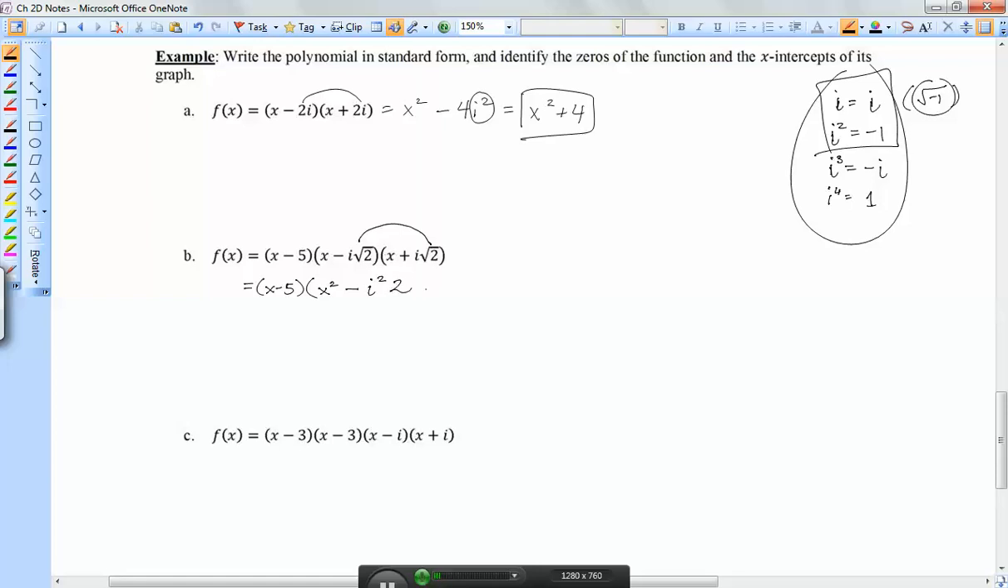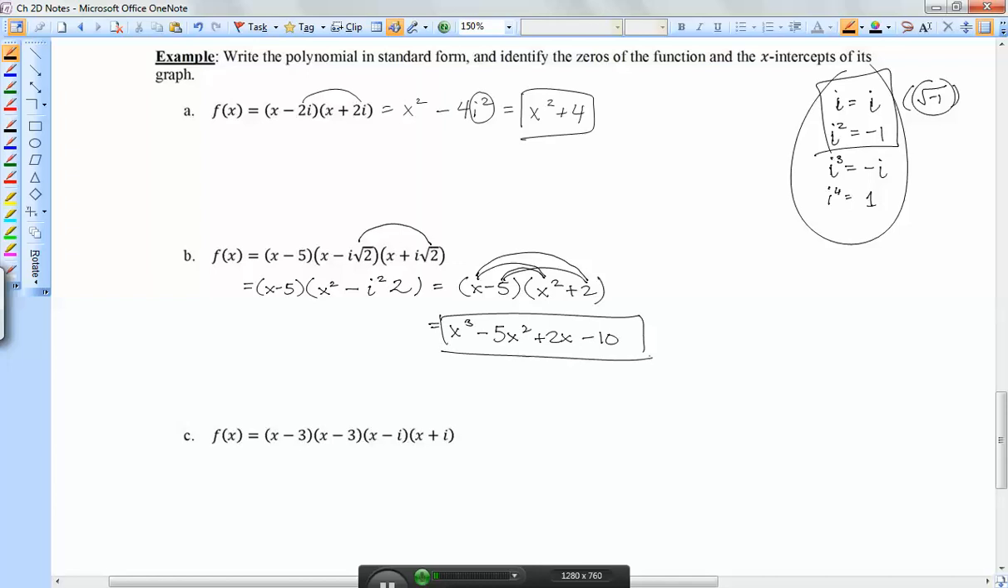So then that's going to turn into x minus 5, we'll simplify, x minus 5, and then x squared plus 2. So now we can multiply this out. If I multiply the first terms, I get x cubed. If I multiply the inner terms, I'll get minus 5x squared. If I multiply the outer terms, I'll get plus 2. By the last terms, I'll get minus 10. So there's that function.